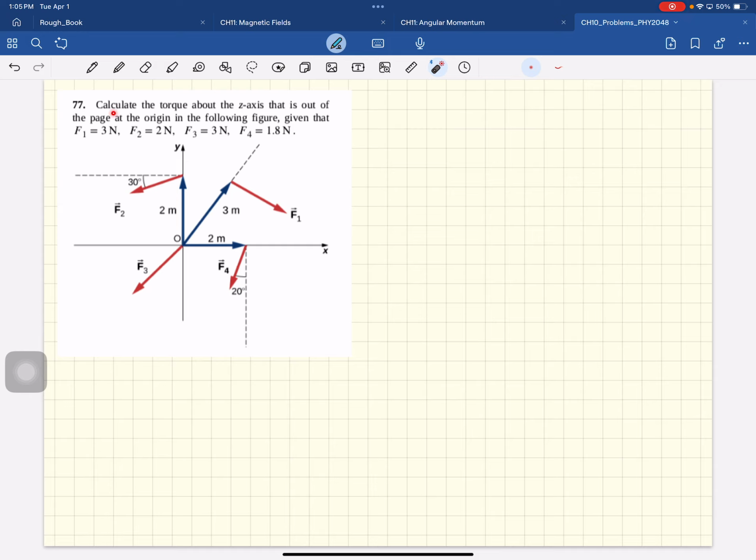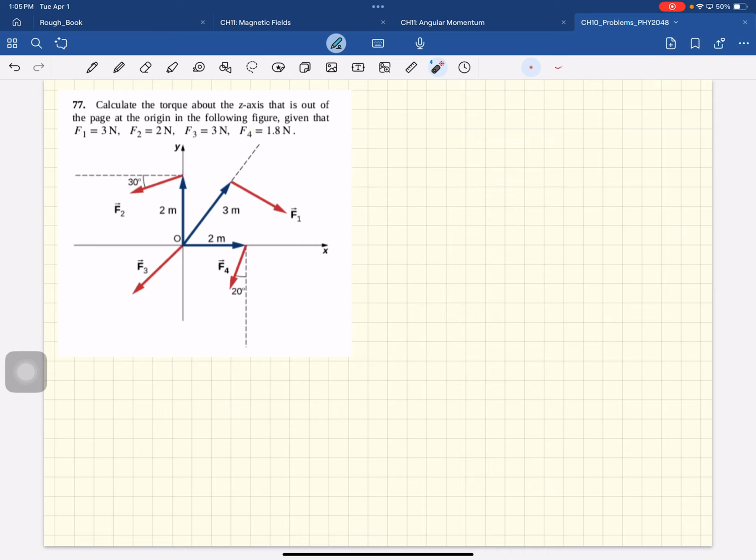All right, so this problem says calculate the torque about the z-axis. So here's the x-axis, y-axis, and the z-axis comes out of the plane of the sheet. Here's how you figure it out. You use your right hand, turn from x to the y-axis, and your thumb points in the direction of the z-axis. So we use a right-handed coordinate system. A left-handed coordinate system would be x turning to y, that would be z-axis. So x, y, the z-axis comes out of the plane of the paper. That is out of the page at the origin.